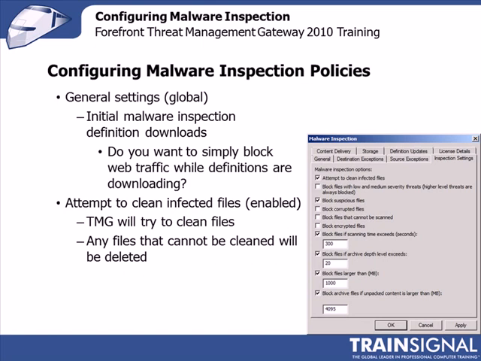On the inspection settings page of the properties area, there are a whole bunch of options to choose from. We're going to go through these options so that you understand them, and then we're going to look at some demonstrations on the Threat Management Gateway system. First of all, the first option is, do you want to attempt to clean the files? If a file is detected that contains malware, do you want to try to clean it? If you choose not to clean it, it'll simply be blocked. If you choose this option, Threat Management Gateway will try to strip the malware from the file you're downloading. Any files that can't be cleaned will simply be deleted from the system. By default, this feature is enabled.